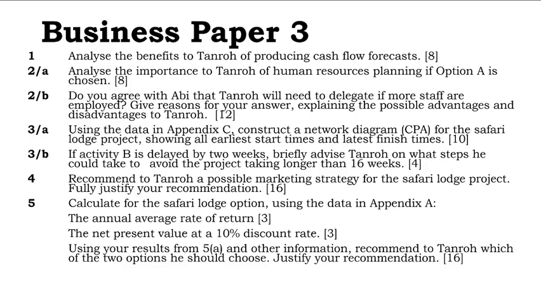Now, 3B. If activity B is delayed for 2 weeks, briefly advise Tanro on what steps he could take to avoid the project taking longer than 16 weeks. Here, we will respond like this, that critical path will increase by 1 week to 17.